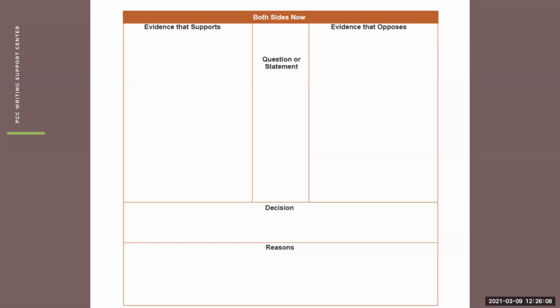And you don't have to write full out sentences with these graphic organizers. It's really just to help you keep track of what your thoughts are. And so that way, when you put it together for your essay, you have these notes that are just ready to be plugged in. But they don't have to be complete sentences. You can just do bullet points or short phrases.